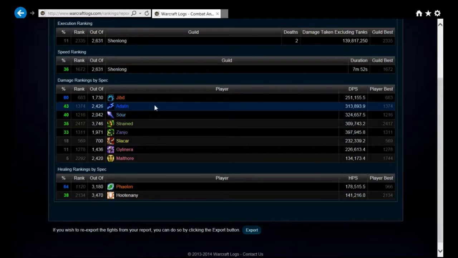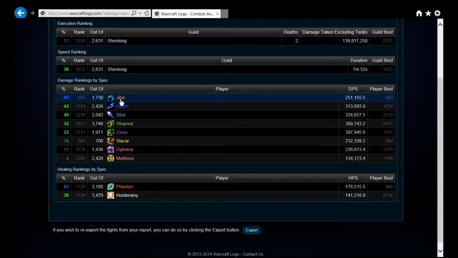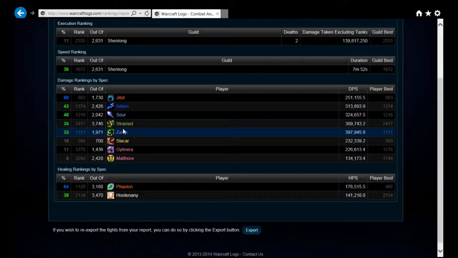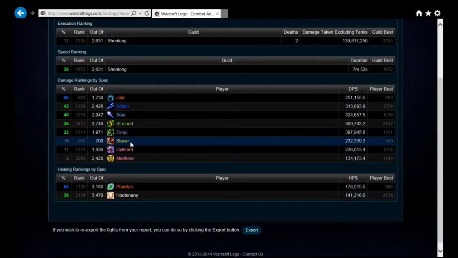Damage ranking by spec. For this particular fight and the specs, how did people do? So we had 1 person in the blue here. That was our bear tank. And then we had 4 people in the green, which is great. We had a couple other people that were below the 25 percentile mark.